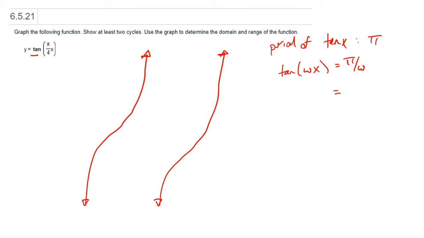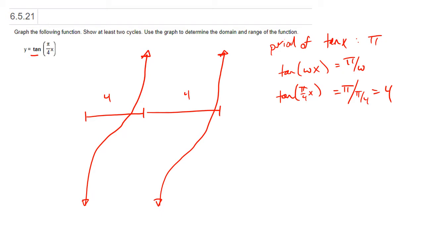So here we get the tangent of pi over 4 times x. The period is pi over pi over 4, which is just 4. What that tells me is that the width of each one of these periods is a width of 4. Okay, so overall, this whole graph has a width of 8.